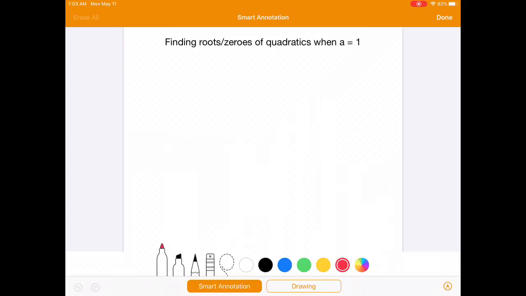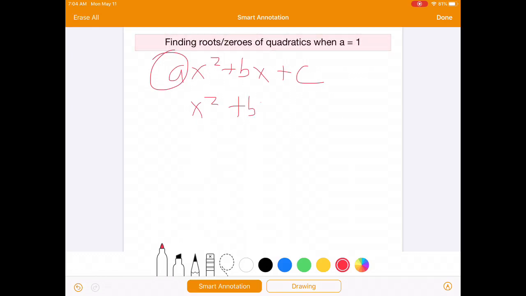In this video, we're going to look at finding roots or zeros of quadratics when a equals 1. And when we talk about when a equals 1, we're talking about the standard form of the quadratic ax squared plus bx plus c, where this a is 1, so there's not going to be a coefficient. So it's going to be just x squared plus bx plus c, where b and c could be different numbers. We're looking at integers for this particular lesson.